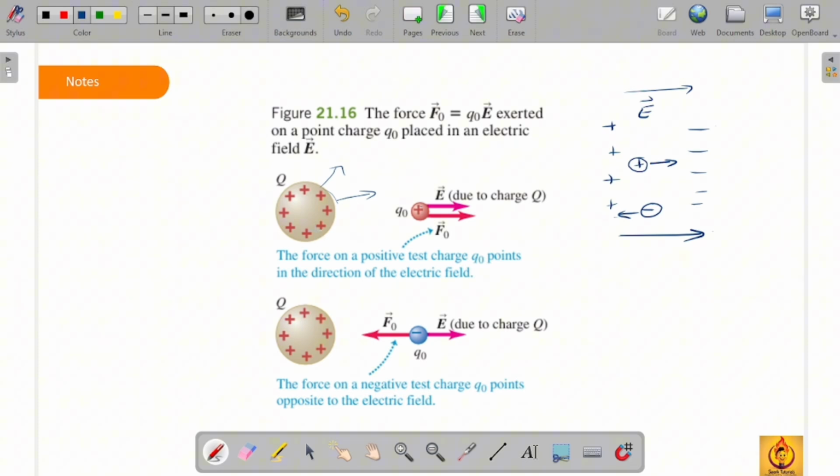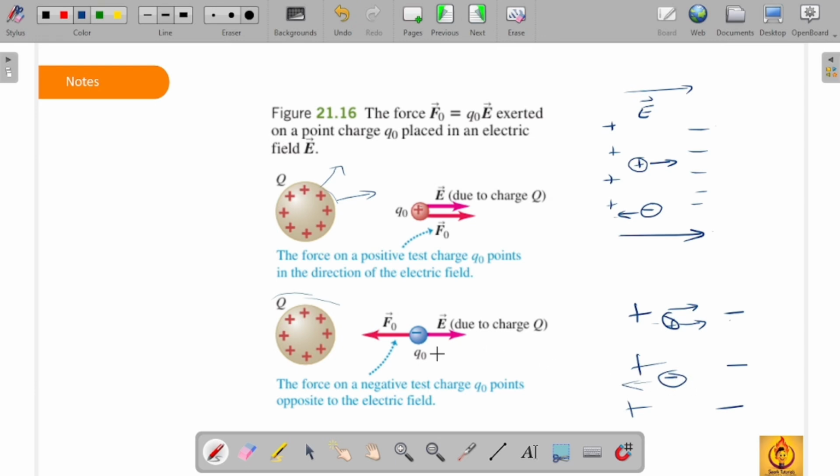The electric field that this big charge Q creates is from positive to negative, positive to negative, positive to negative. So if it's a positive test charge, it will be repelled from the positive and then move to the negative. That's why the electric force on a positive test charge is in the direction of the electric field. But if your test charge was negative, it is now repelled by the negative charge on the right, and towards the left.